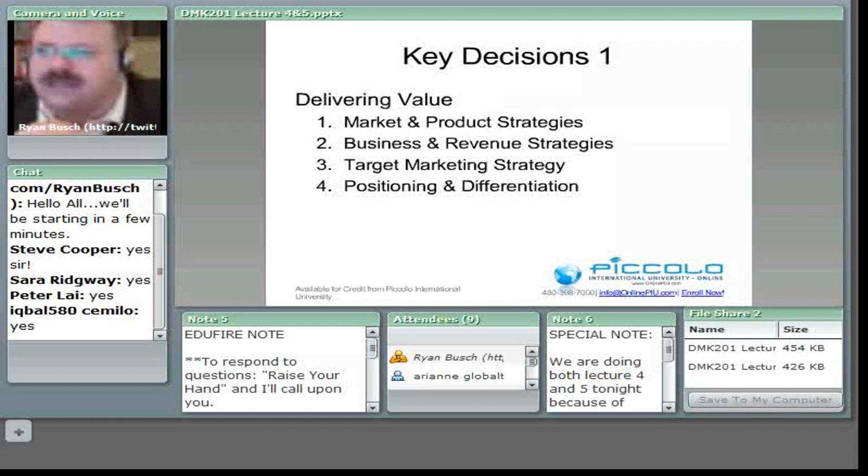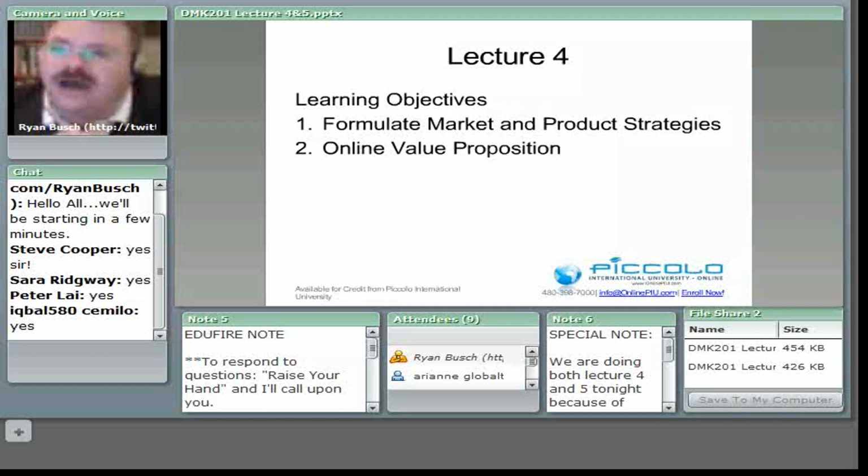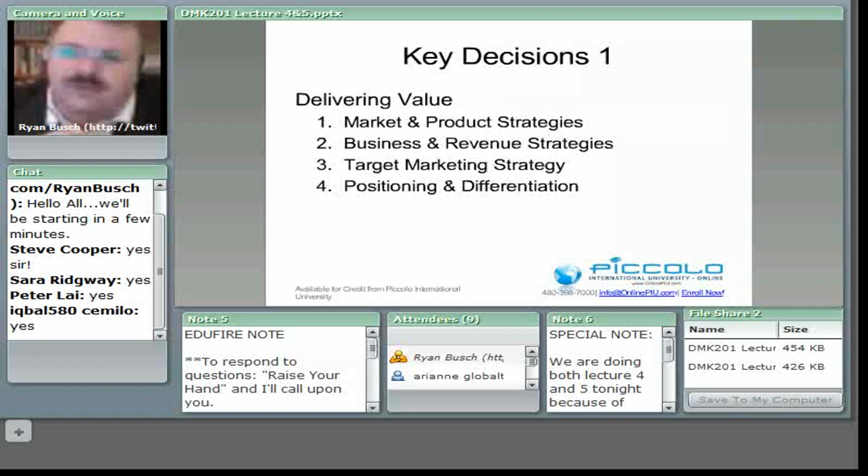We want to talk about key decision making for the concepts here of formulating market and product strategies. This decision making process is really a framework that we're going to view these strategies from. And the first set of questions that we look at deal with delivering value. So these are related to what we're selling and to whom we're selling it. Those would be the market and product strategies. Selling what and how being business and revenue strategies. Target marketing strategy, which is what is sold where. And positioning and differentiation, which is when something is offered and bought.